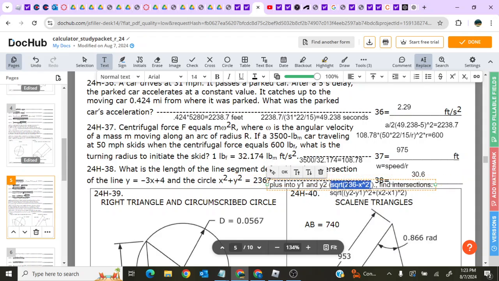Now this can be positive and negative, and you're going to have to use it for both, the positive and negative. And then you find the intersection y and x sides.